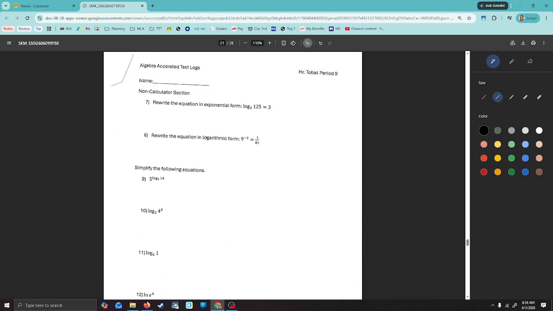All right, this section you don't need a calculator, but again, you have a calculator on the test, so you could use it if you really need it.